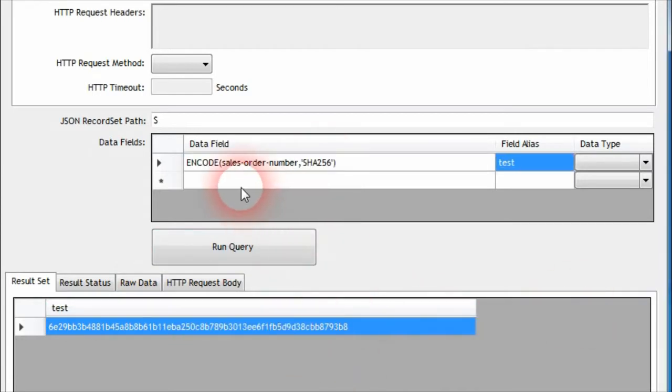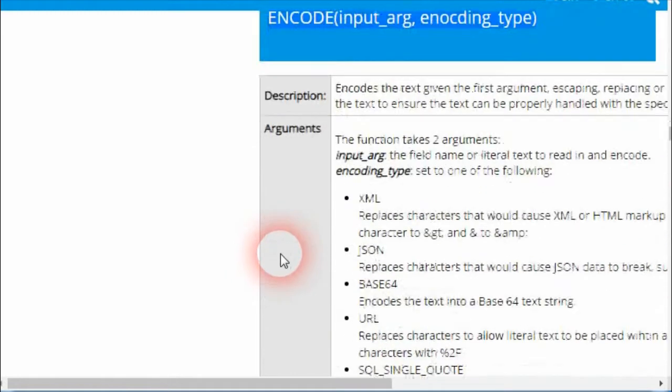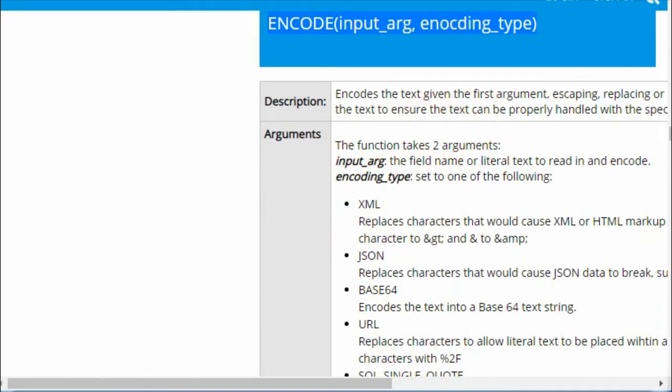So the encode function is now very much a multi-purpose function, where it can both escape and encode text, and now it can do one-way encryption, or hashing, by just setting the second argument to the encoding type that you want to use for that function.